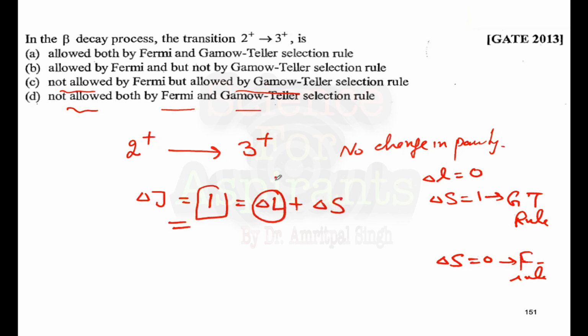Delta L, we know, is 0. So the J value comes only through the delta S value. So delta S comes out to be 1. Delta S of 1 is when both particles have parallel spin. So this is an allowed transition for the GT rule, but it is not allowed for the Fermi rule. So option C is the correct option for this problem, and this is a GATE 2013 question.